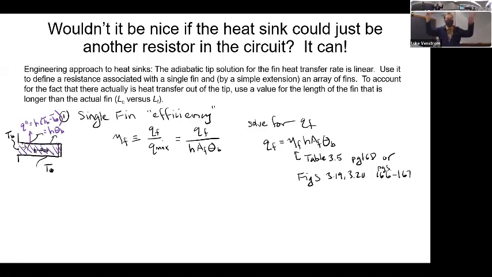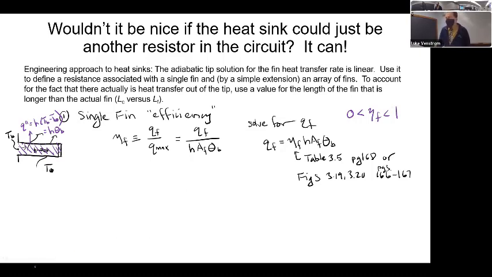So this fin efficiency accounts for this. This is a number between 0 and 1, this eta F. So you're going to have a number between 0 and 1 for the single fin efficiency. If you had an infinitely conductive fin, you'd have a fin efficiency of 1. If you have a non-conductive fin, which is also impossible, you have a fin efficiency of 0. You're going to be somewhere in between depending on the geometry of the fin, basically, and its thermal conductivity.